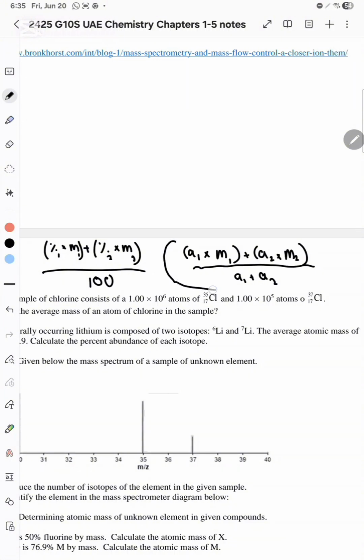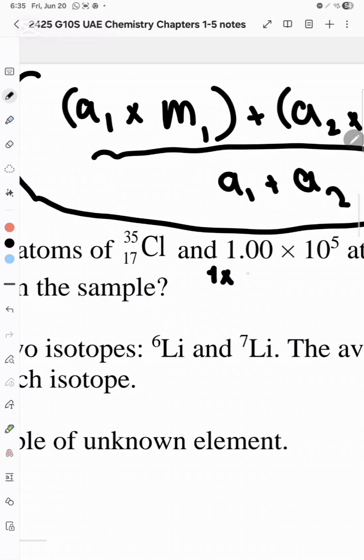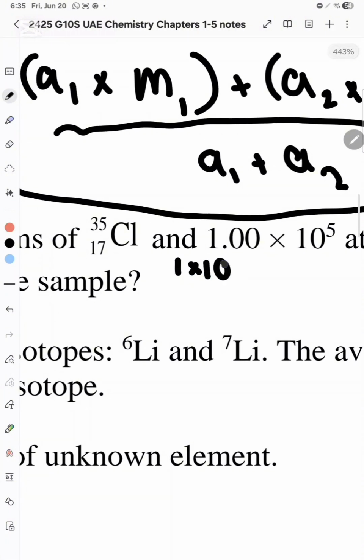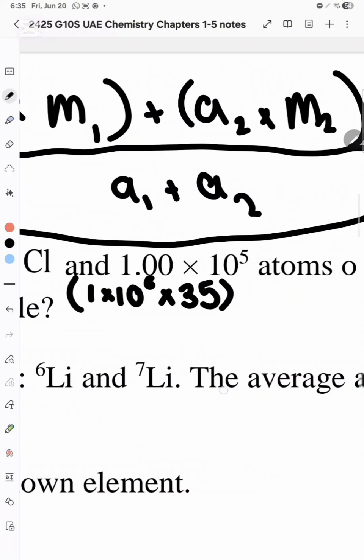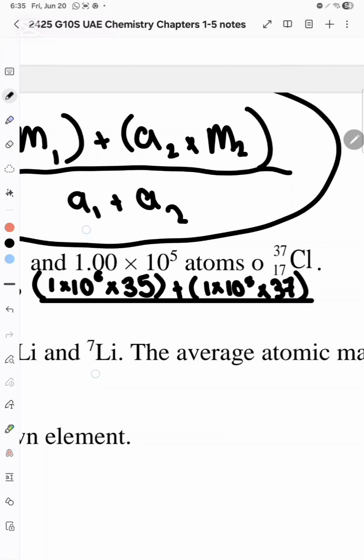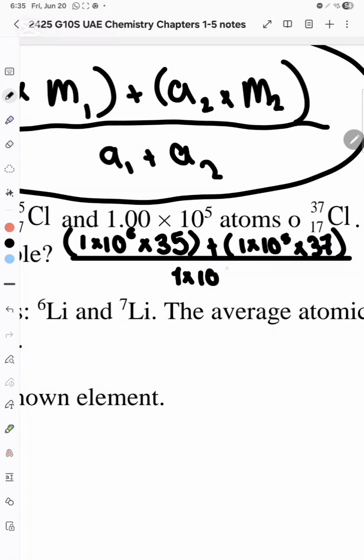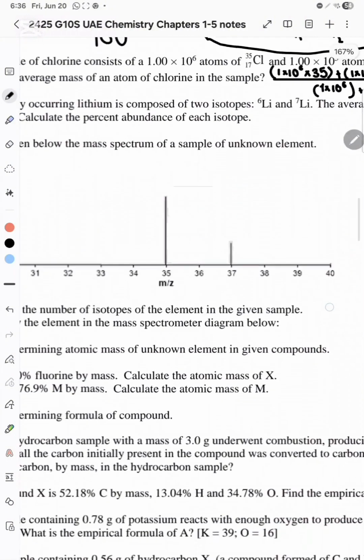So now since we have atoms, we're going to use this formula. The number of atoms in sample 1 is 1 times 10 to the power of 6, times the mass, which is 35, plus 1 times 10 power 5 times 37. Usually we use significant figures, you kind of have to, but since I don't really have the space, I won't. Then you put all of that over 1 times 10 power 6 plus 1 times 10 power 5. And then throw all that in your calculator. You should get an answer of 35.2 when you round it.